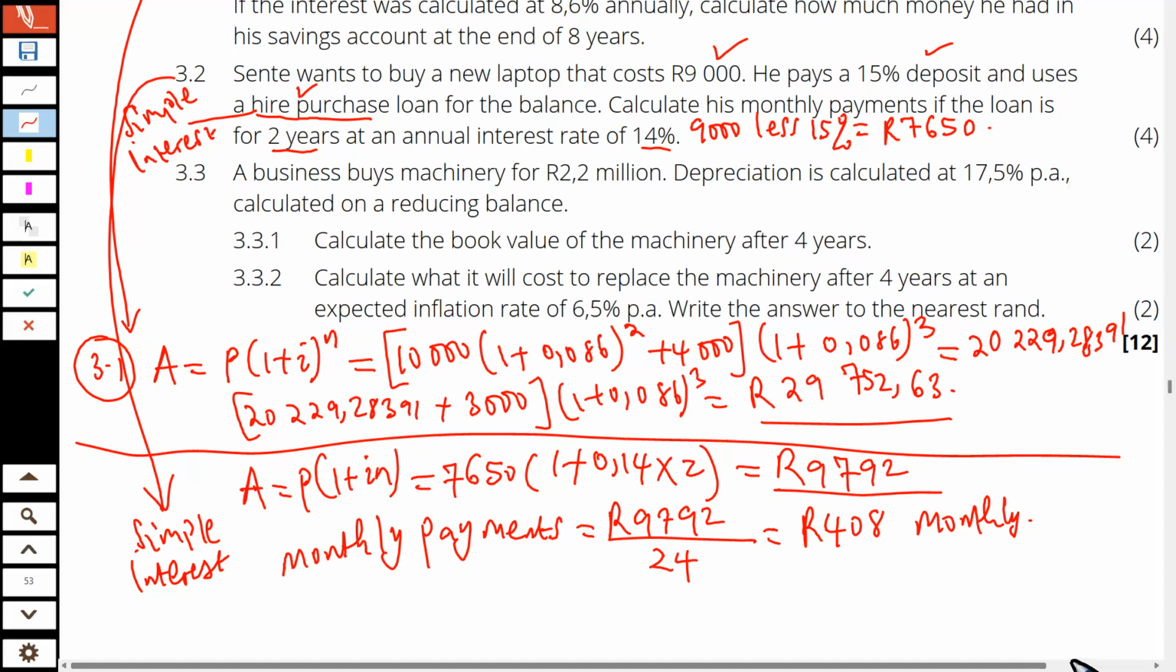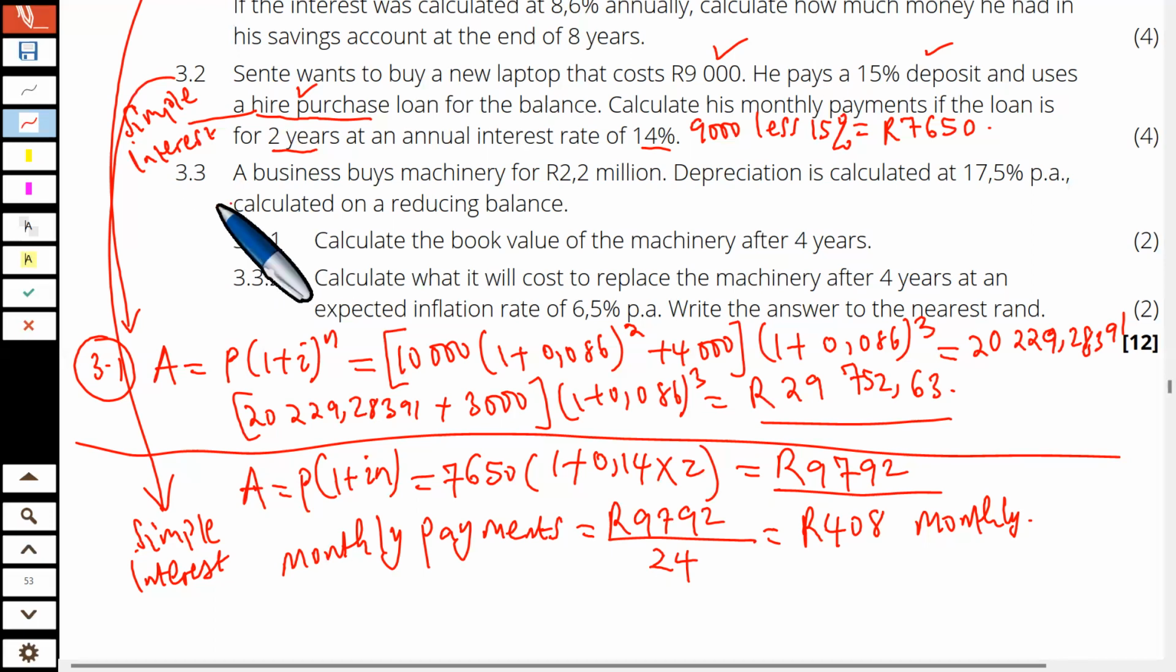Okay, now let's look at question 3.2 and see what they're asking. They said calculate the monthly repayments if the loan is for 2 years at an annual interest rate of 14%. So in other words, we need to calculate the monthly payments. The monthly payments will therefore become these. You can even call them monthly repayments there.